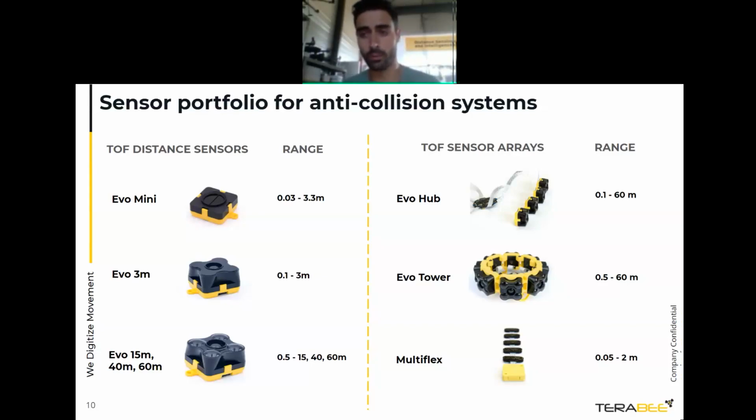On the right side, we have the arrays, which are actually a combination of the sensors from the left side. We have the Evo Hub, the Evo Tower, and the Multiflex. And in the webinar topic of today, we will focus on those 2, the Evo Hub and the Evo Tower.